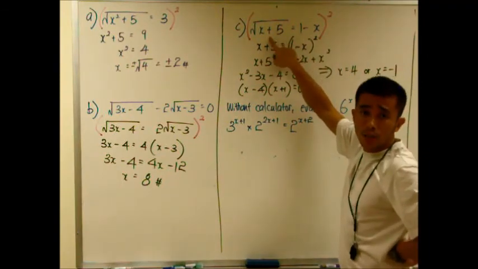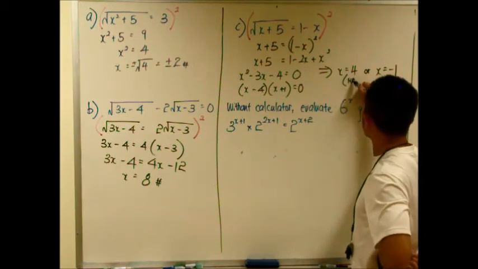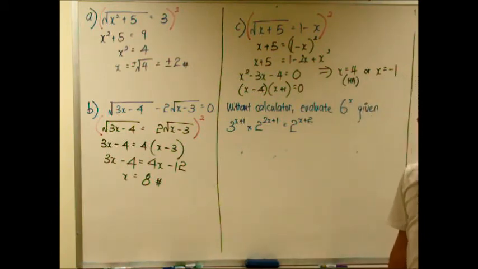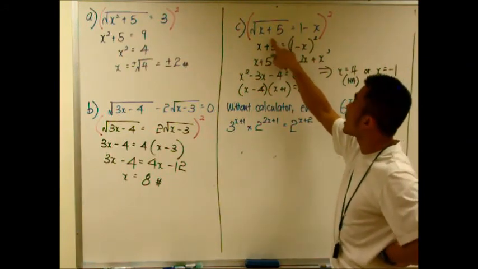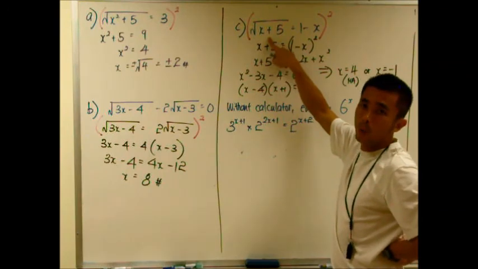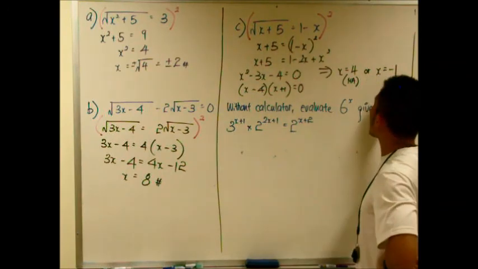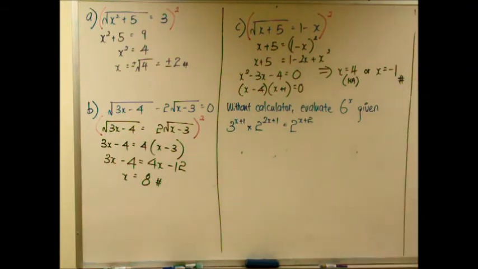On the left hand side is 3. On the right hand side is negative 3. So this answer is rejected. Check the next answer as well. Negative 1 substitute inside here. What do I get? I get square root of 4, which is 2. 1 minus negative 1, I still get positive 2. So this answer is acceptable.